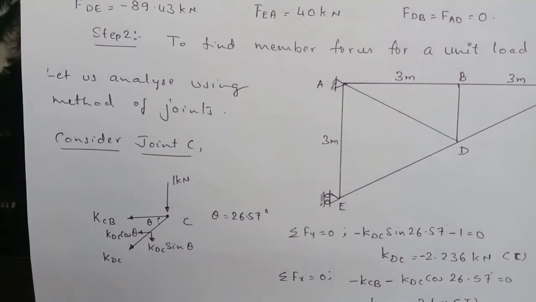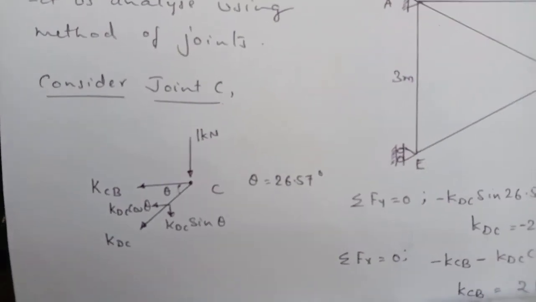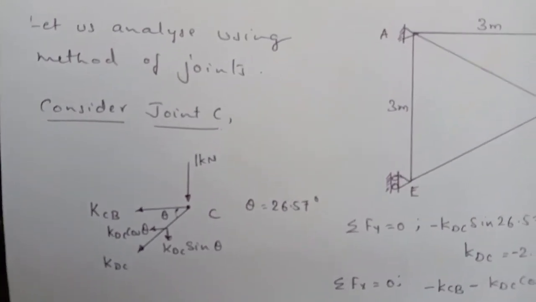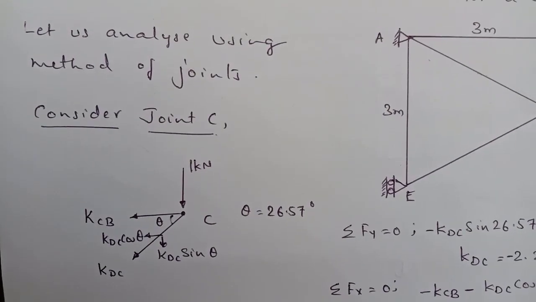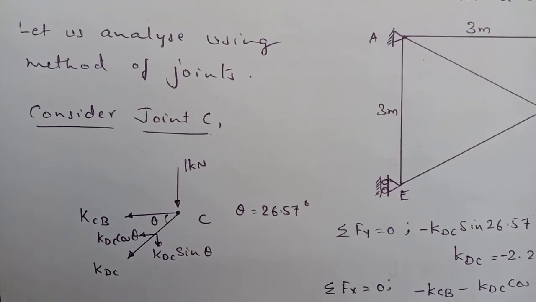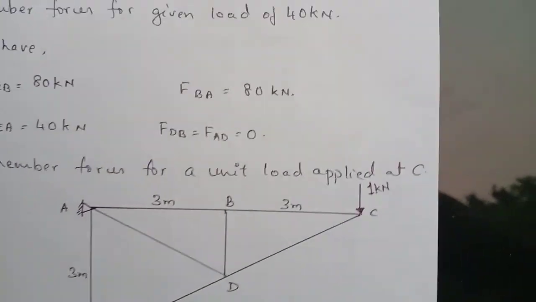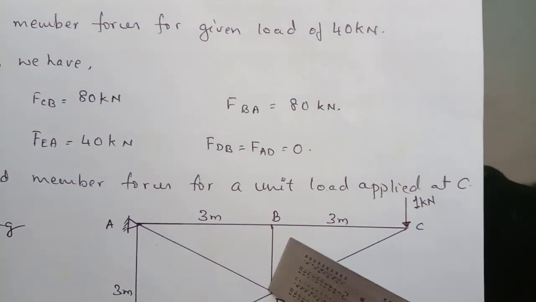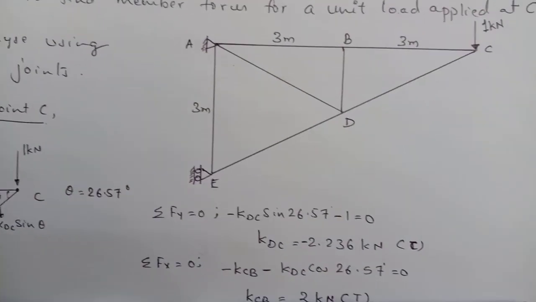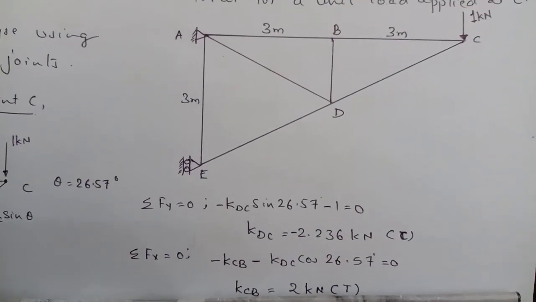Now in the same way, let us consider the joint C. This is a joint C. The free body diagram of joint C is shown here. The angle theta is equal to tan inverse of 1.5 by 3, this is 1.5 divided by 3, works out to be 26.57, you know that. Then let us apply conditions of equilibrium.